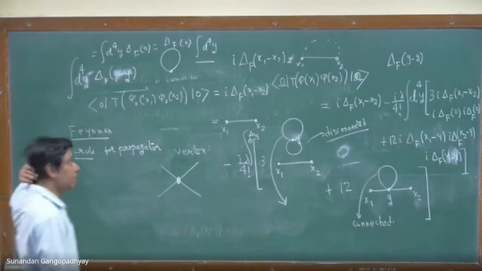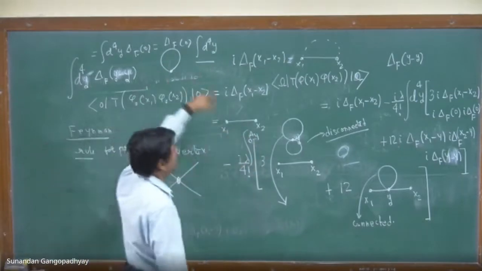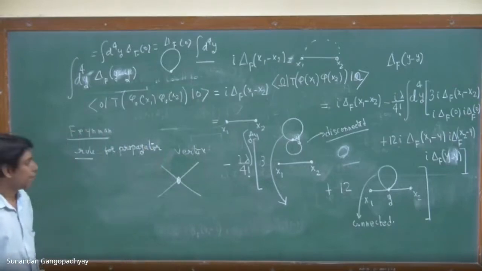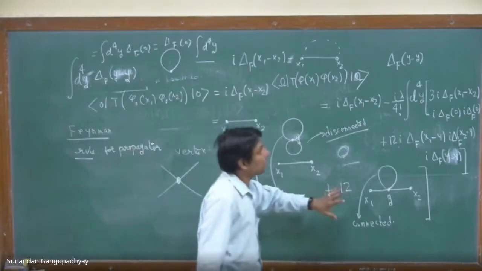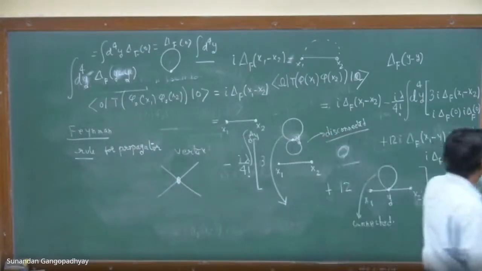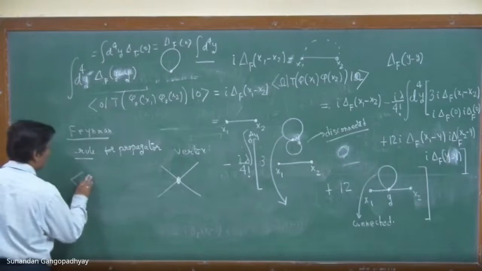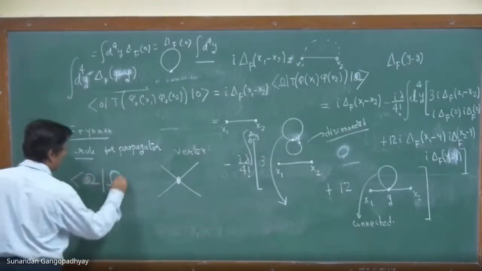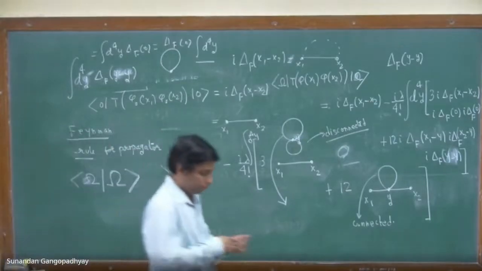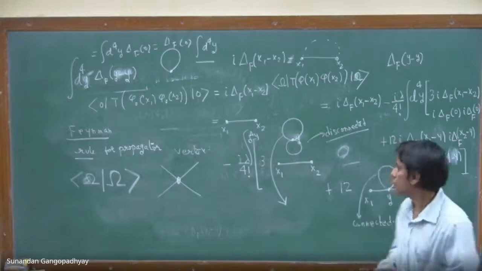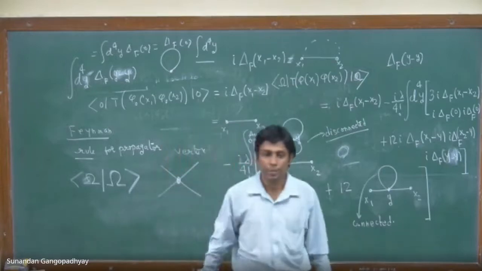But I think it is better to keep the integration outside, because the integration is over there, and then you have these bubbles. What is important from this result is that there is a disconnected piece and a connected piece. In the next class, we shall try to calculate what this is. Because what we have done is calculate the numerator. We should calculate the denominator and see what happens.